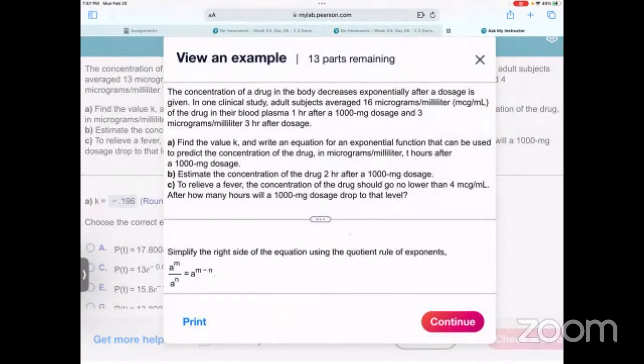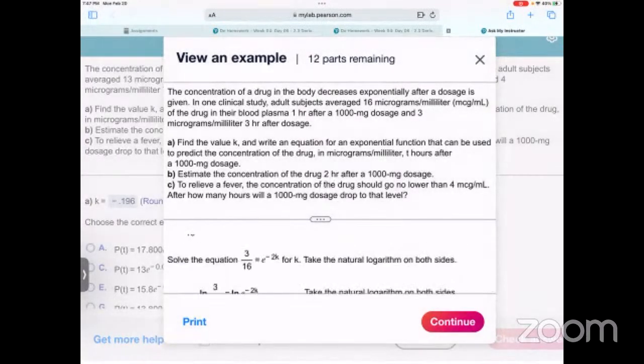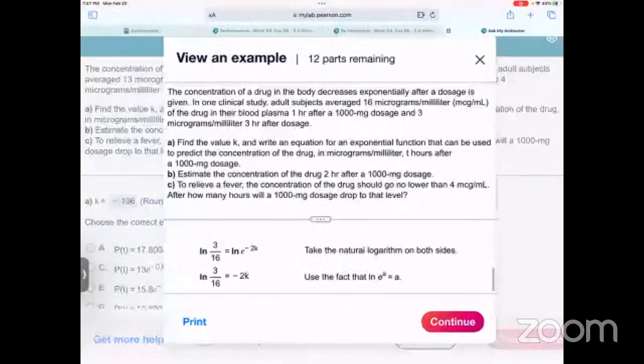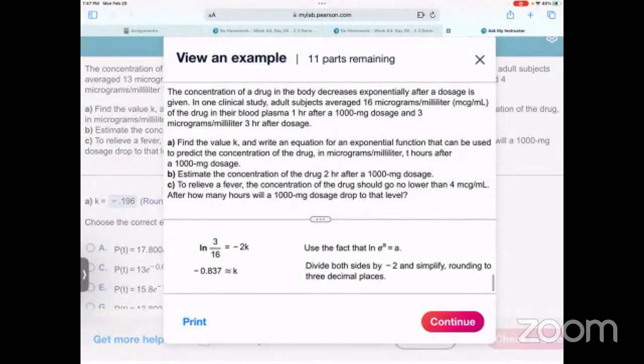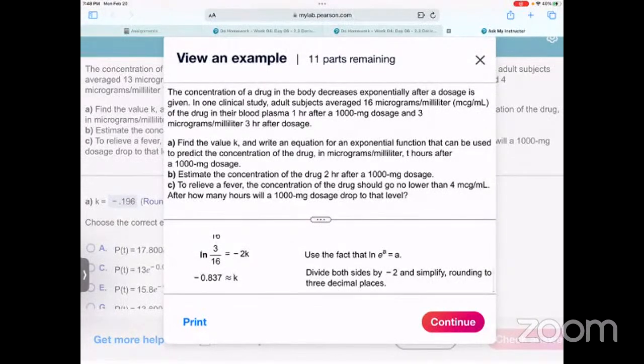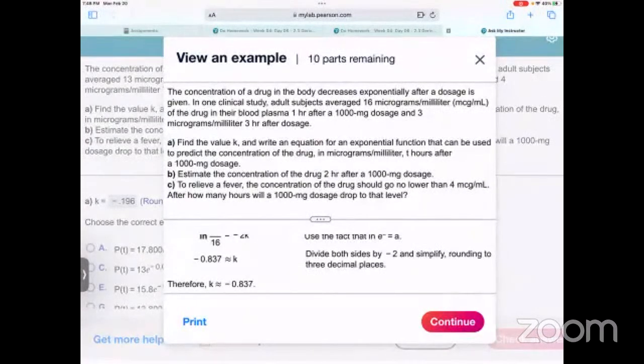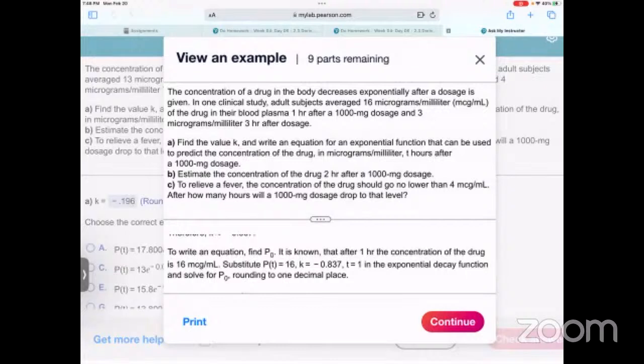I still don't know how they're getting that negative there, but I'm letting it go for now. Okay, that's fine. We got that negative result. So to write P naught, substitute 16, we get our K. Yeah, I think we did this. Into the exponential decay, yes.